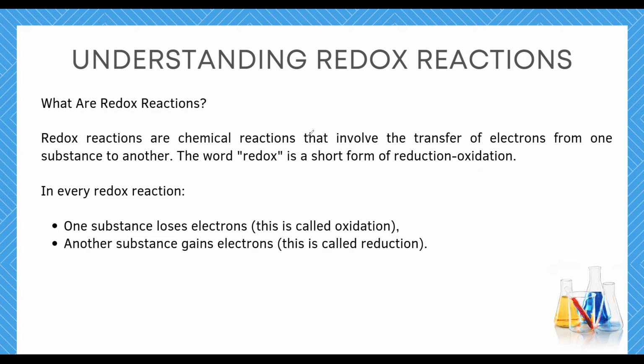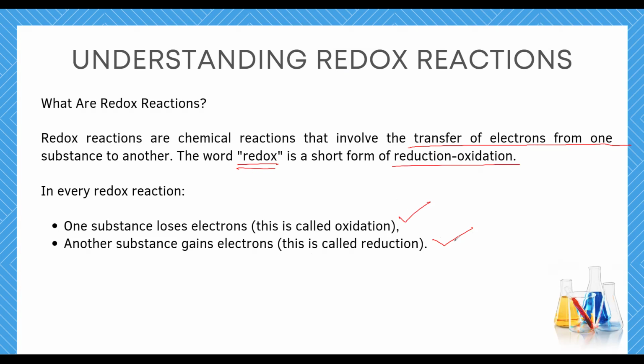Scientists also define it as chemical reactions that involve the transfer of electrons from one substance to another. So the word redox is a short form of reduction and oxidation. In every redox reaction, one substance loses electrons. And when a substance loses electrons, we call it oxidation. And when another substance gains electrons, we call it reduction.